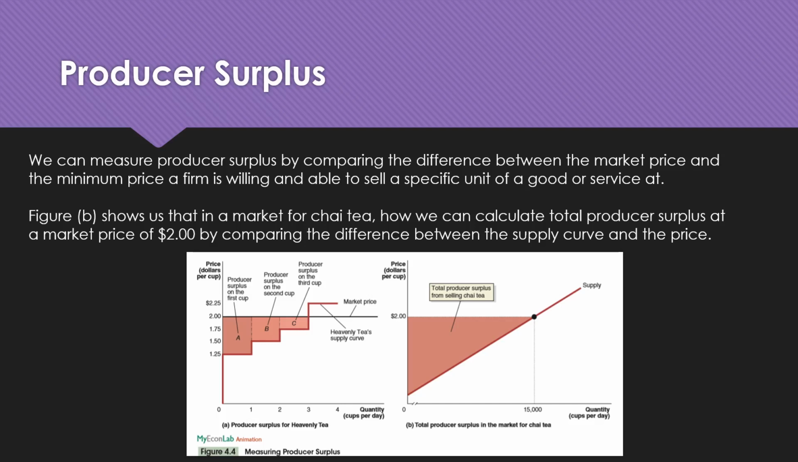And notice that they're not willing to produce and sell a fourth cup because the minimum price they were willing to accept for that was $2.25. So they'll only sell 3 cups of tea. Not a lot of tea, probably not enough to have a brick and mortar operation or to make really any money and be successful, but it's an example.